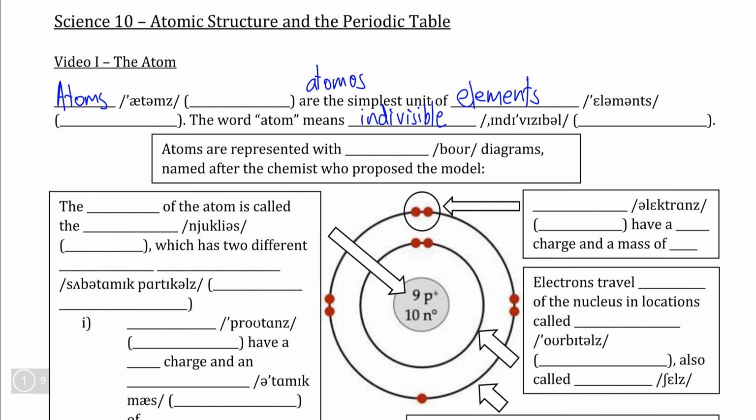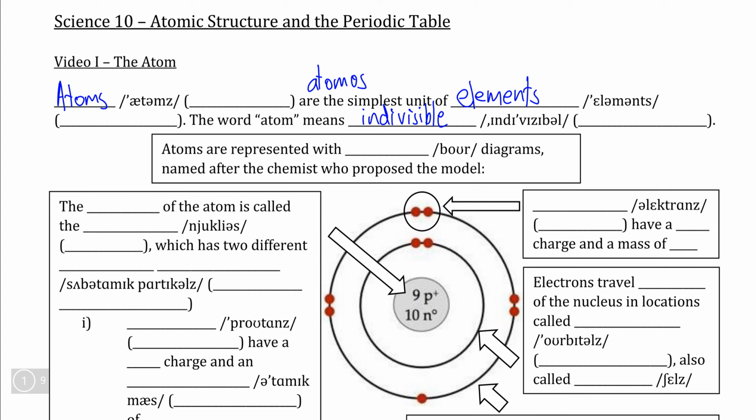Now, this term is a little bit misleading because atoms actually have three different separate parts to them. However, if we break an atom down into these three separate parts, each of these three separate parts are not able to exist by themselves. And for that reason, we consider atoms the smallest fundamental unit of matter.